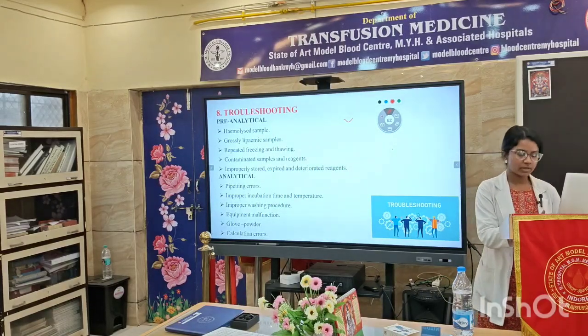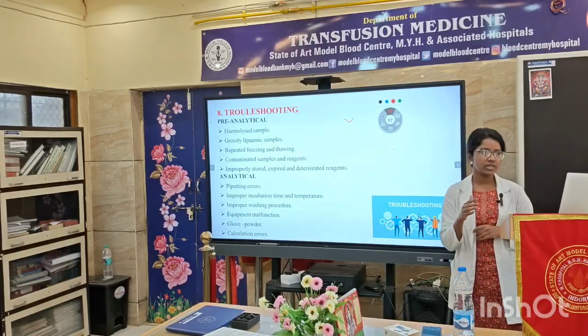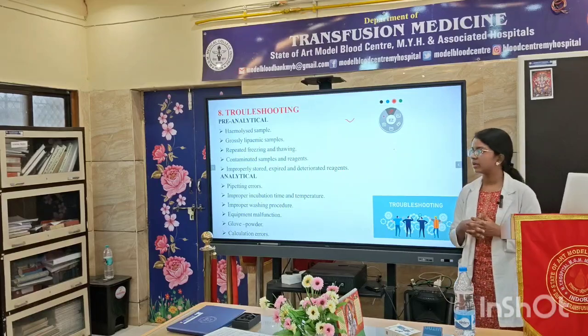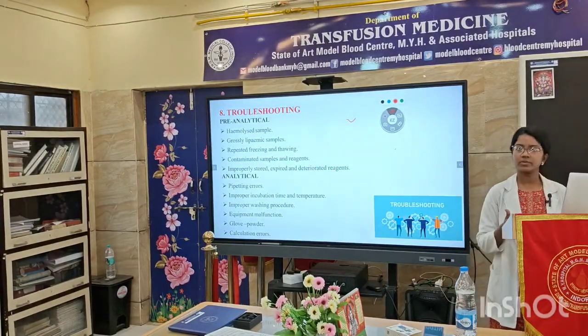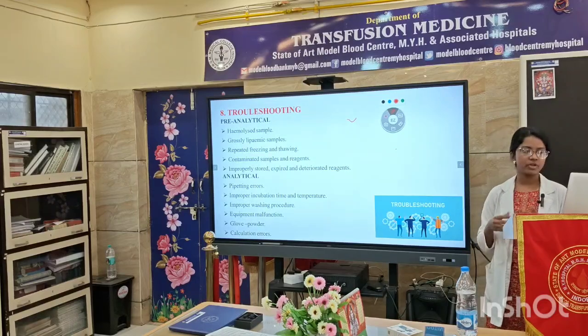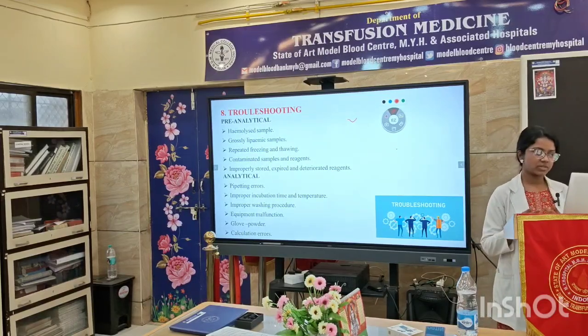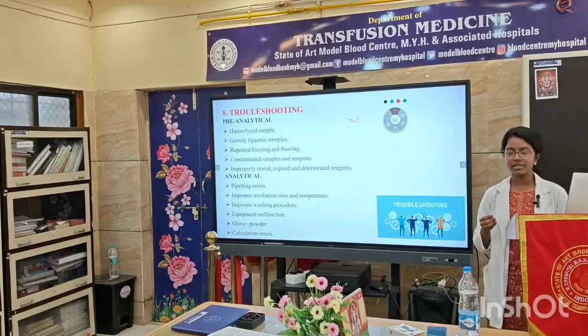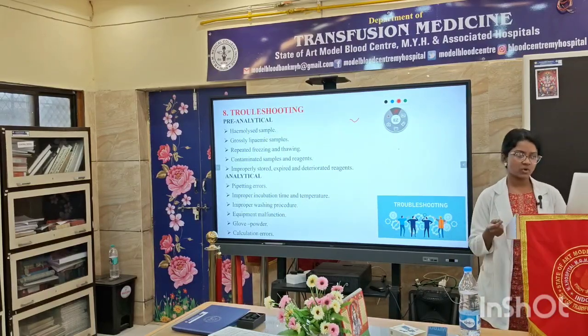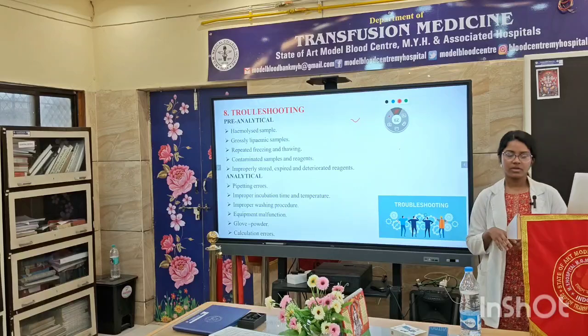So now we have seen the systemic variations and the random variation. Now troubleshooting: whenever we get a problem, why will there be a troubleshooting? Pre-analytically, it can be due to a hemolyzed sample, grossly lipemic samples, repeated freezing and thawing, contaminated samples and reagents, improperly stored, expired and deteriorated reagents.